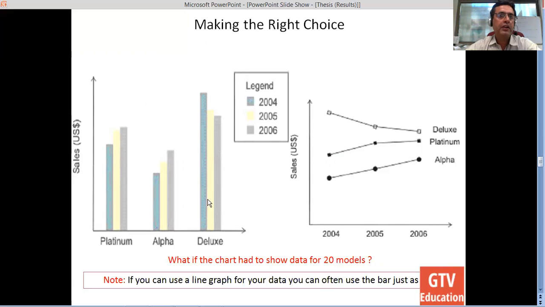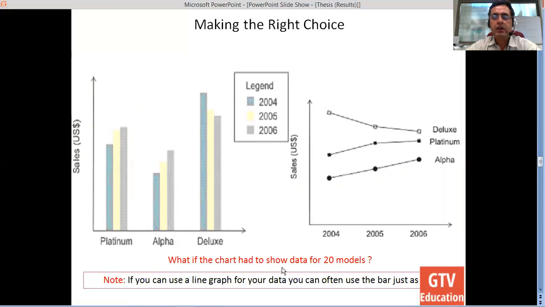Now, if you look here, the bar graph and the line graph are comparable. Sometimes you can use both choices, because in the case of these three companies, Deluxe, Alpha, and Platinum, you can see the relationship for 2004 to 2006. That is, what is the sales relationship of these in different years? Okay, 2004, 5, and 6. So you can use both line graphs and bar graphs here.